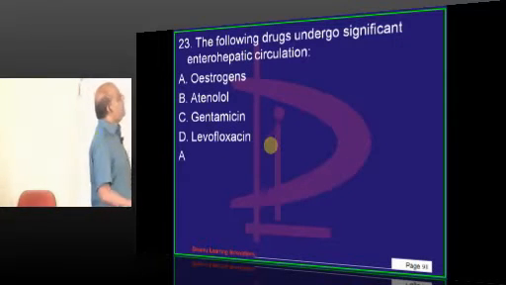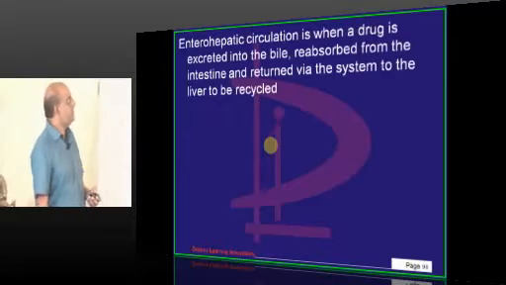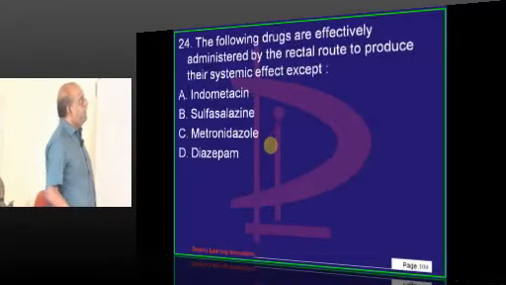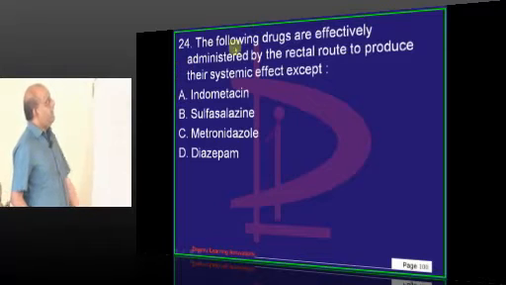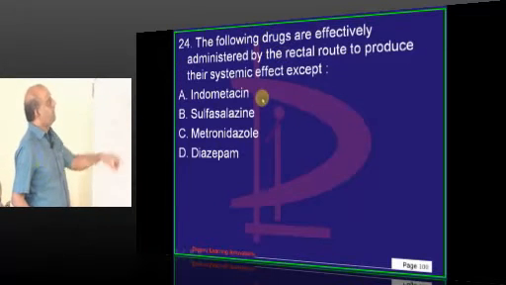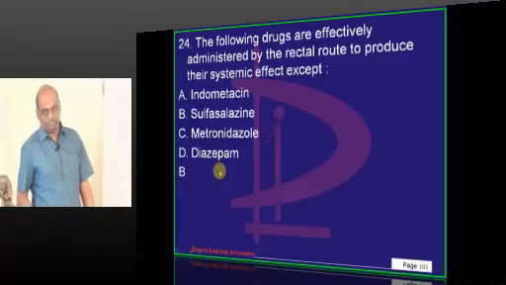Enterohepatic circulation: estrogen is the one which will undergo enterohepatic circulation. Very few drugs undergo it. Then rectal route, you can give indomethacin, metronidazole and diazepam.